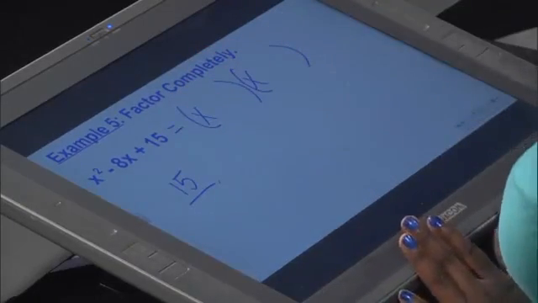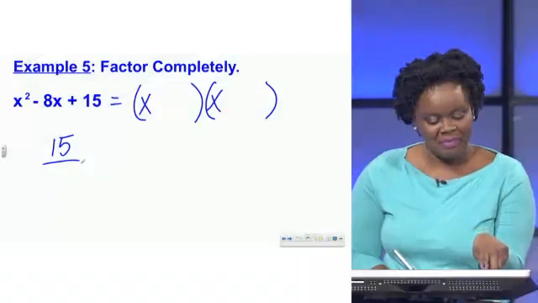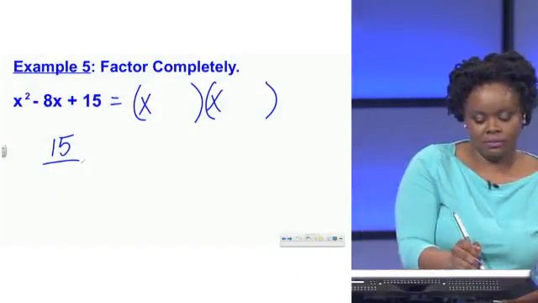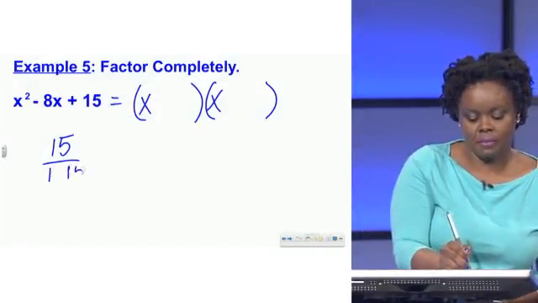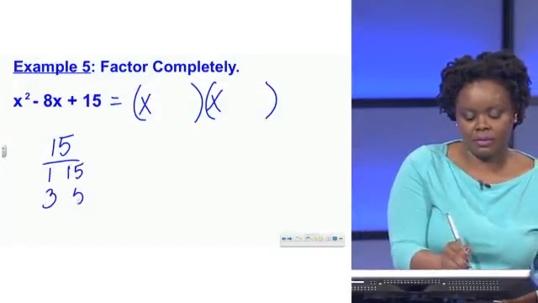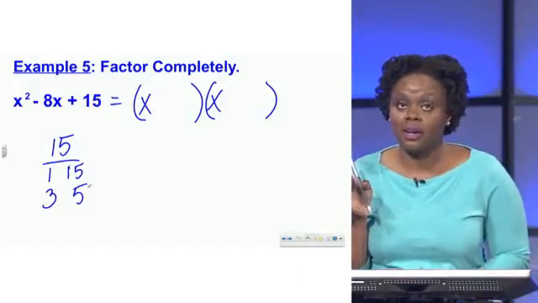Oh, that was a tongue twister. Focus on factoring 15. Okay, so factors of 15: 1 and 15, 3 and 5, right? Okay, so here we go.